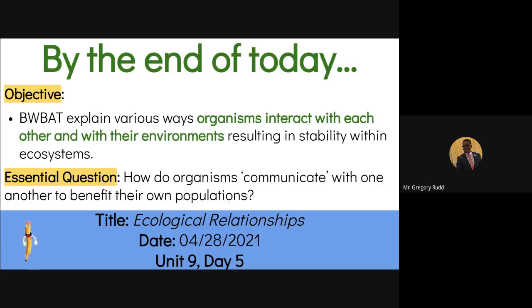Today, we're going to talk about the natural order. We're going to talk about relationships that have existed for thousands and in some cases millions of years that allow organisms to communicate with one another and to exist because of one another. The essential question today is, how do organisms communicate with one another to benefit their own populations?